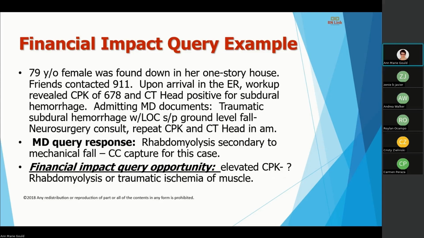So just be aware that there are certain things that we may not catch that the coders will, and it's okay. We're never going to match up all the time. Like I said, we're all human. Things happen, and we don't see stuff afterwards, especially when they're discharged.